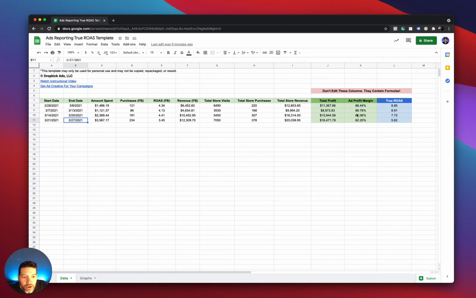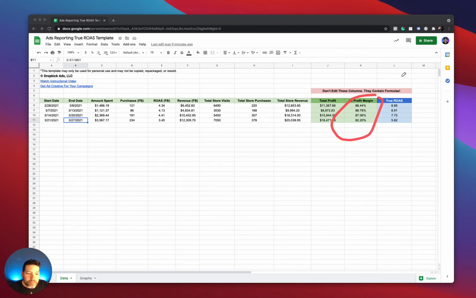And then you'll have this column here, the ad profit margin. So what is the ad profit margin? This is the percentage, not the difference, but the percentage of what's left over of the revenue after ad spend. So for this example here, you see 82.20%. That means that out of the total revenue, 82.20% is what the profit is when you consider the ad spend.